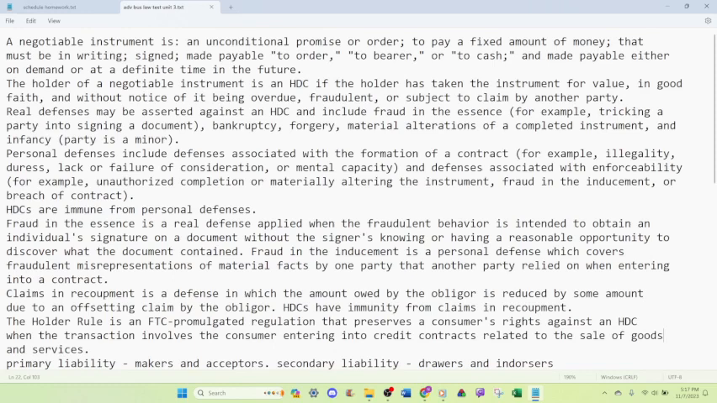A negotiable instrument is an unconditional promise or order to pay a fixed amount of money that must be in writing, signed, made payable to order, to bearer, or to cash, and made payable either on demand or at a definite time in the future.